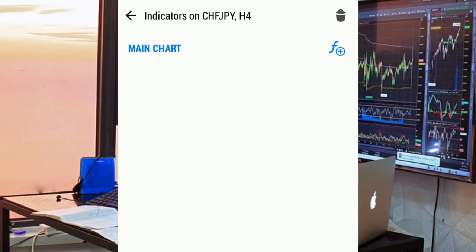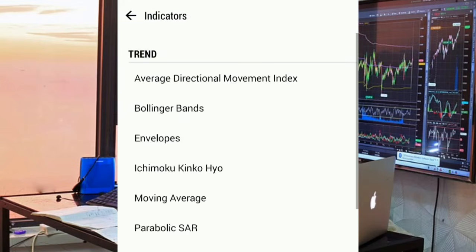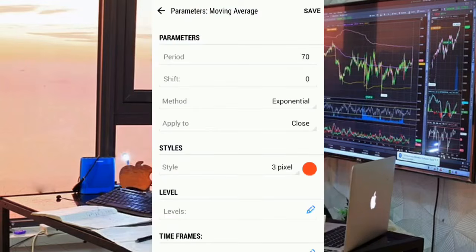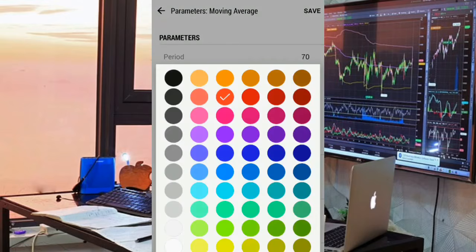So the first thing we're going to do is to come to the main chart, F, and then for now let's go to the moving average. On the moving average, I would love us to do period 70, shift 0, method exponential, apply to close, 3 pixel red. Someone has been asking, why do I always have to use red? I love red because it's colorful. Otherwise guys, you can choose any color of your choice from here.